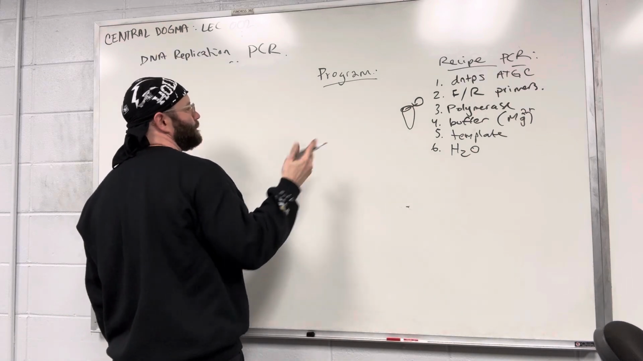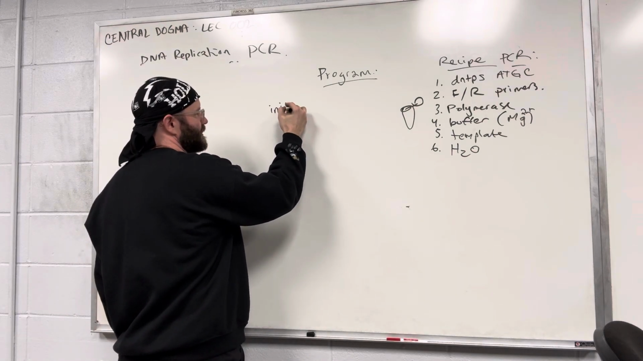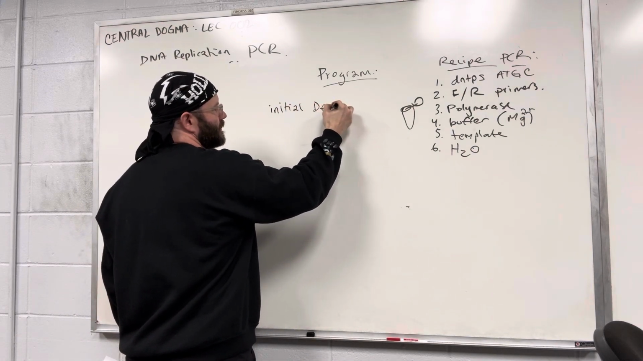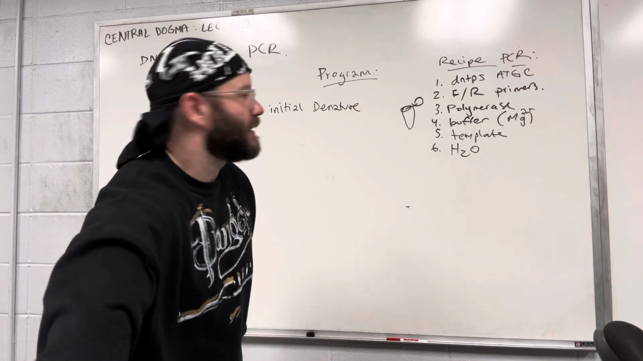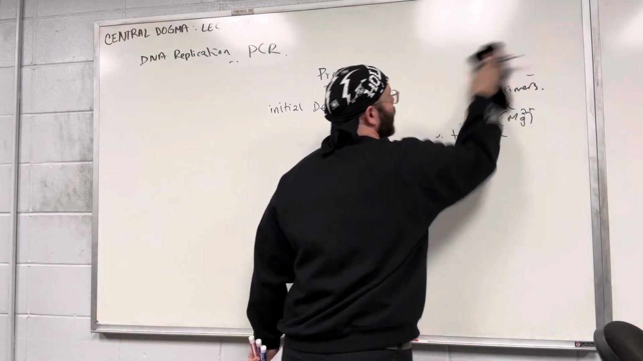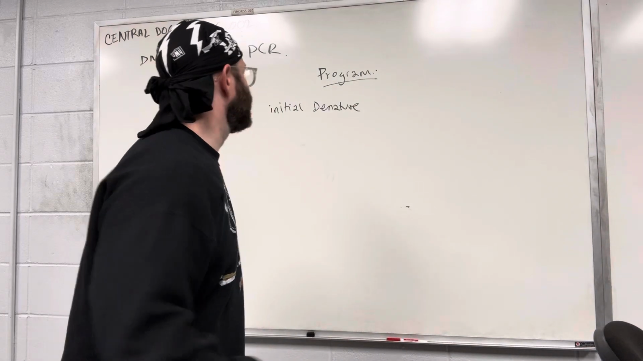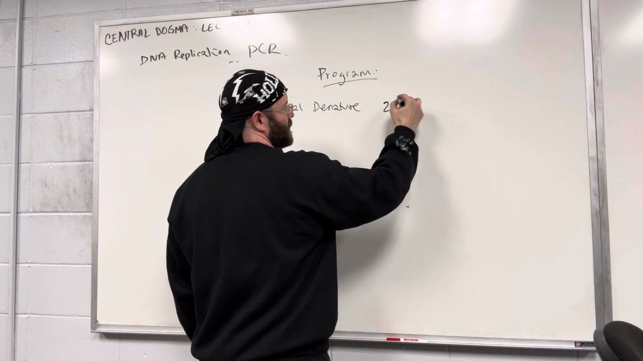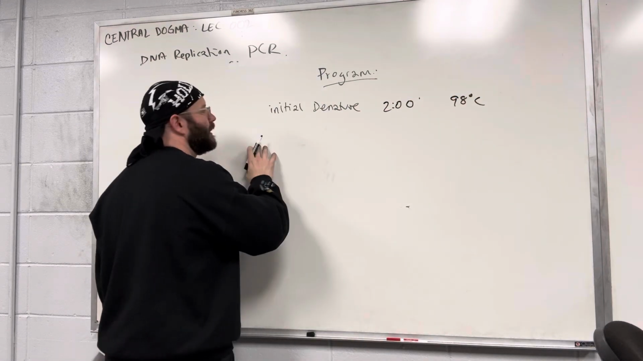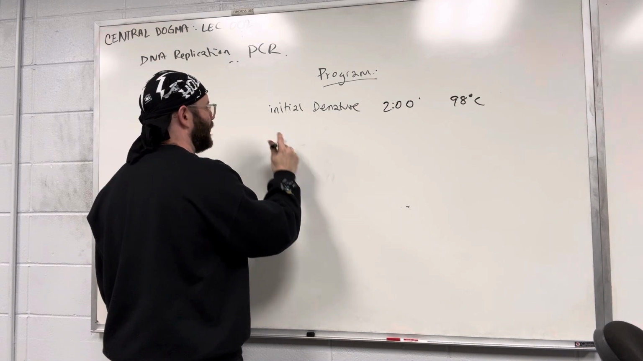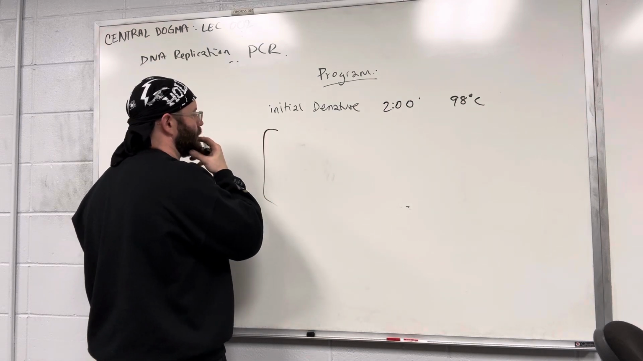The program: typically there is an initial denature. I'm going to erase this so I have more room. Hopefully everybody got that. There's typically an initial denature, which is about 2 minutes at 98 degrees Celsius. There is then the initiation of your loop.